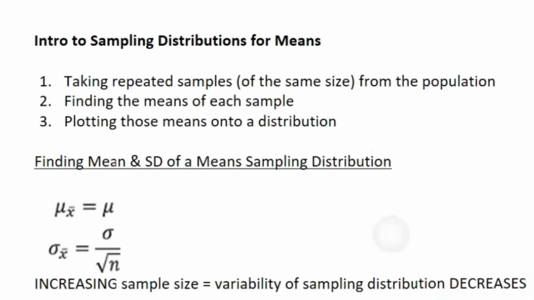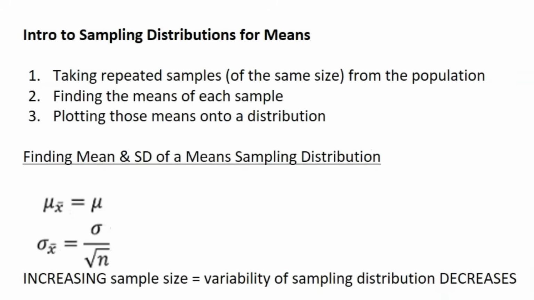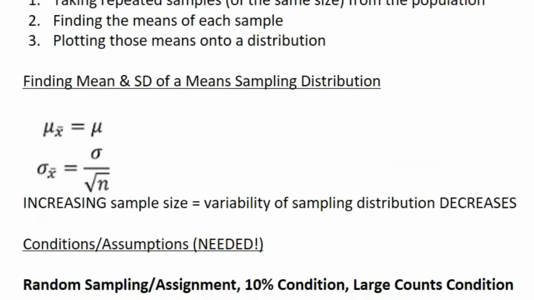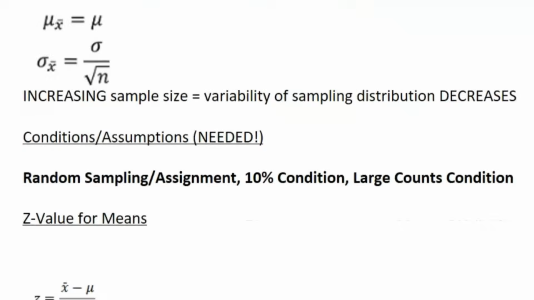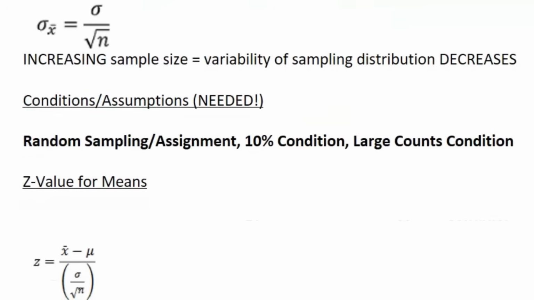All right, so now jumping over, very similar. We're going to be talking about means to finish off the unit. You're going to be taking repeated samples just like with proportions, but instead of taking the proportion of each sample, you're taking the mean of each sample and applying that onto a distribution. You have some more formulas for the mean and standard deviation of the sampling distribution there. These are also on your reference table. Increasing sample size, same thing here, is going to decrease the variability. And then you also need to meet pretty much the same conditions: random sampling and assignment, the 10% condition, and the large counts condition.